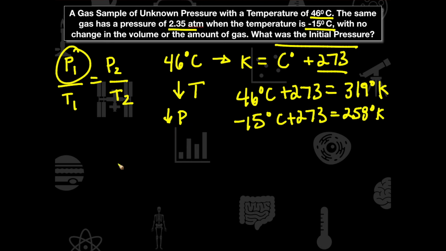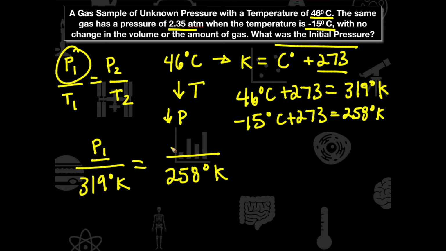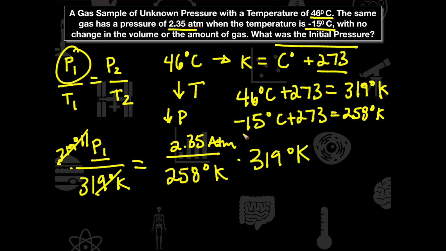Let's punch it into our formula. Our initial temperature is 319 degrees Kelvin. We're solving for P1, so that's what we're solving for. We'll set it equal to 258 degrees Kelvin. Then our final pressure is 2.35 atmospheres. Pressure should go down. We'll multiply both sides by 319 degrees Kelvin. So this will cancel. So 2.35 divided by 258 is going to be equal to that times 319.